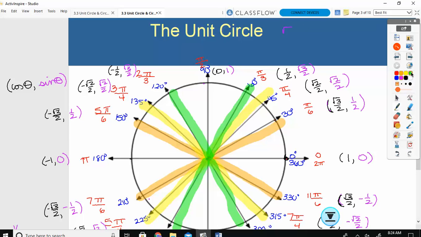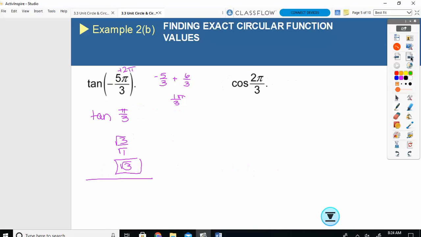If you want to use your circle to check that, we would be at pi over 3. Tangent is y over x, so radical 3 over 2 divided by 1/2. So you can flip and multiply, and you get radical 3. So we can do it from the hand trick, we can do it from the circle. We're going to get the same answer. Just another tool for figuring these out.